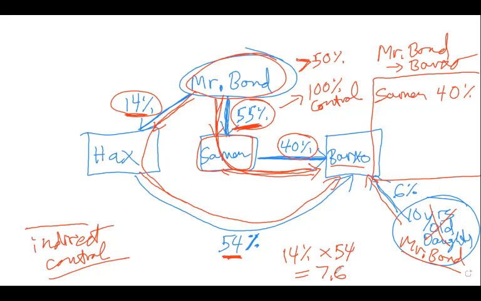7.6. The reason why we're doing this is because this 14, we don't have full control. Over here, we had full control. So 55 is as good as 100. 14 is not as good as 100. So for Hacks, we're going to get 7.6%.